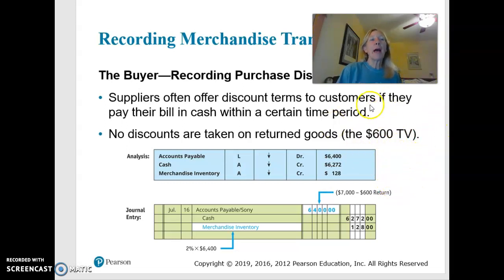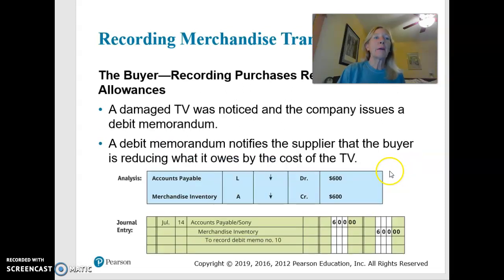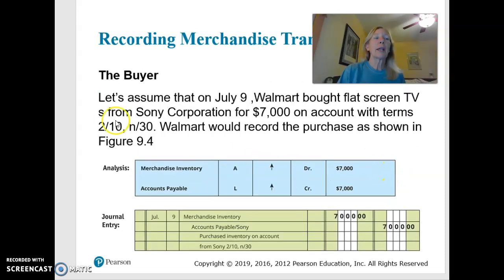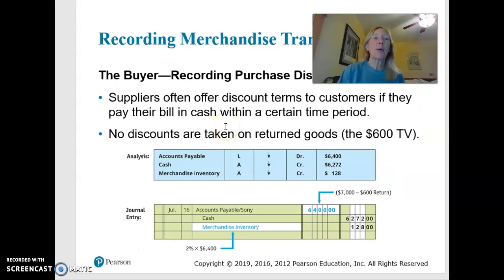So remember that a supplier like Sony will offer Walmart a discount in turn to incentivize them to pay quickly. So when they do that, we have to keep track of that discount. In this case, the discount was back here on this slide right here. It's kind of tricky. It's 2% if they pay within 10 days. The net is due in 30 days. Okay, I already showed you that once before, but I'm just going over it again.